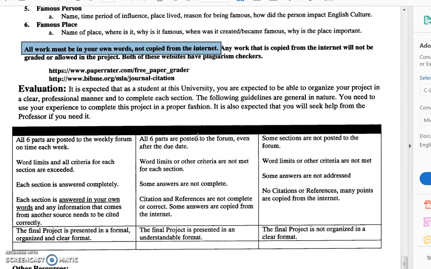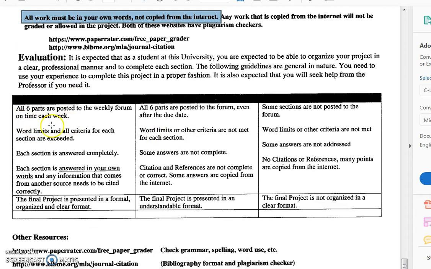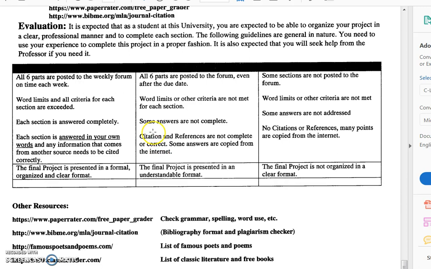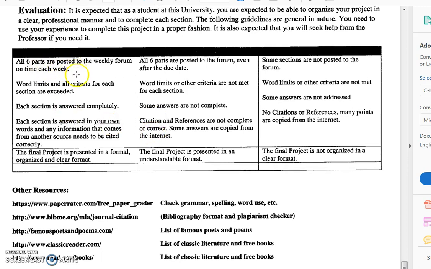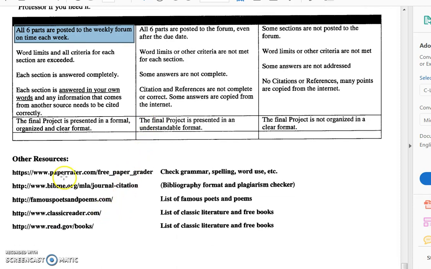And then the last part here is just to look at our evaluation. I want to see that you're doing the work every week. I don't want you to wait till the end and do it all. I want you to post all of your topics each week in the weekly forum. I want to make sure that you meet all of the criteria, that you answer all of the questions, that you do everything in your own words, and that it's organized and clear. That's really important when you put a group of information together: organize it in such a way that it's very clear. There are a few resources down here at the bottom.